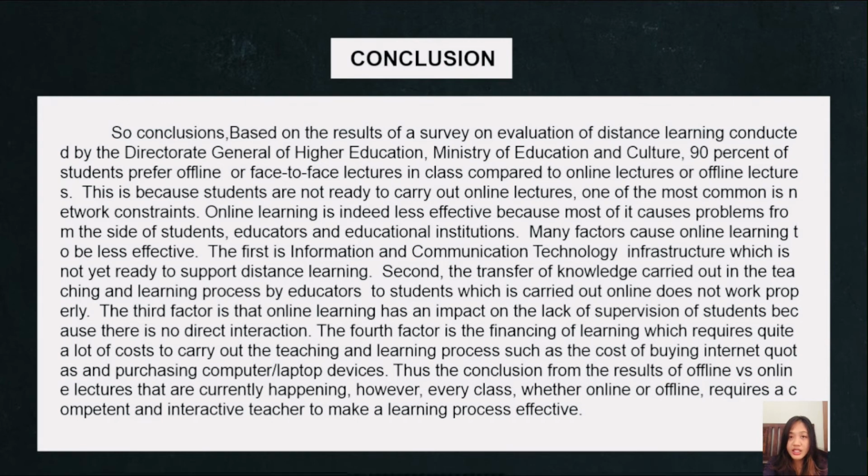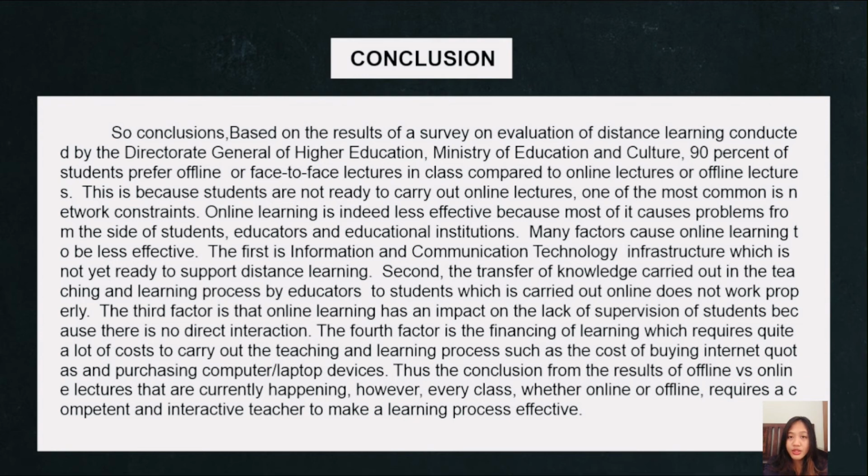Online learning is indeed less effective because most of it causes problems from the side of students, educators and educational institutions. Many factors cause online learning to be less effective. The first is information and communication technology infrastructure, which is not yet ready to support distance learning. Second, the transfer of knowledge carried out in the teaching and learning process by educators to students, which is carried out online, does not work properly.